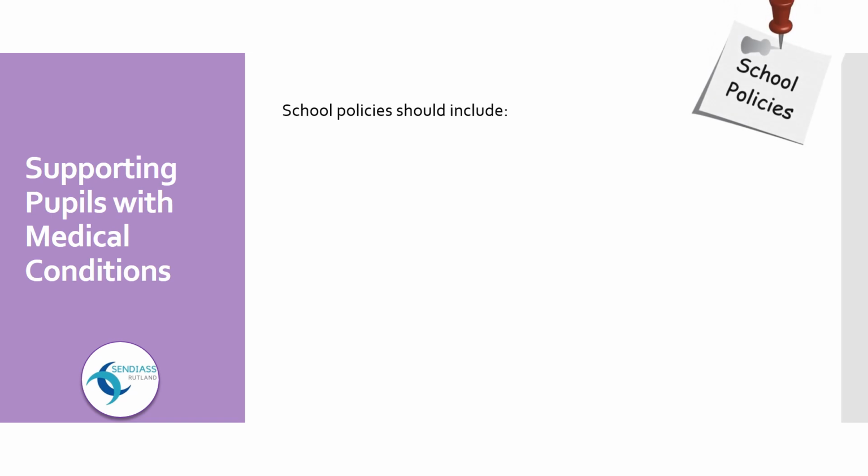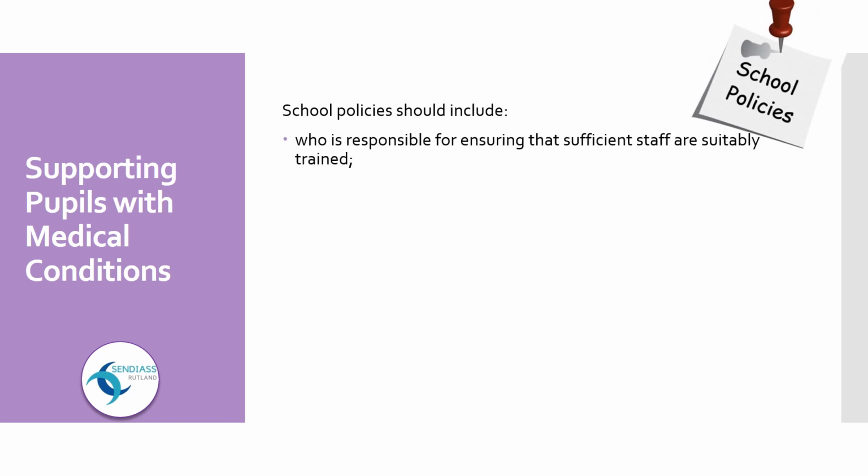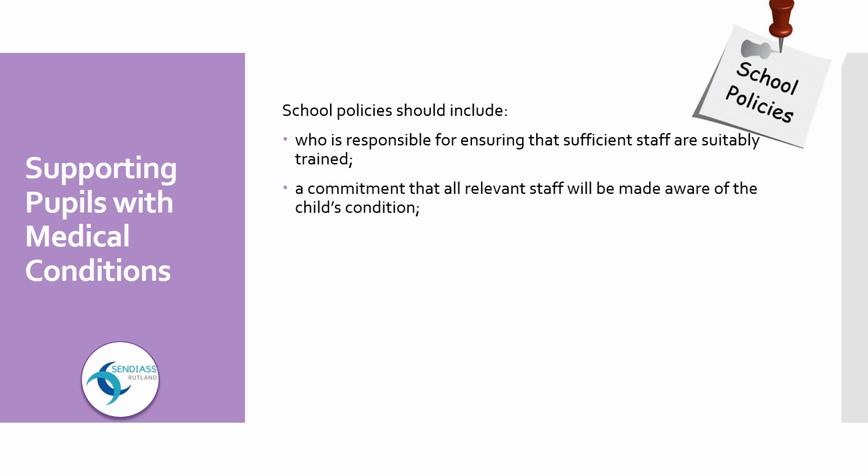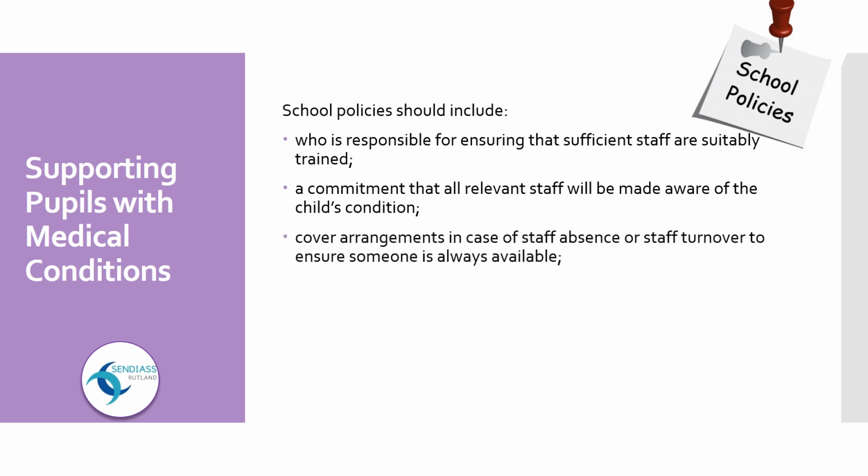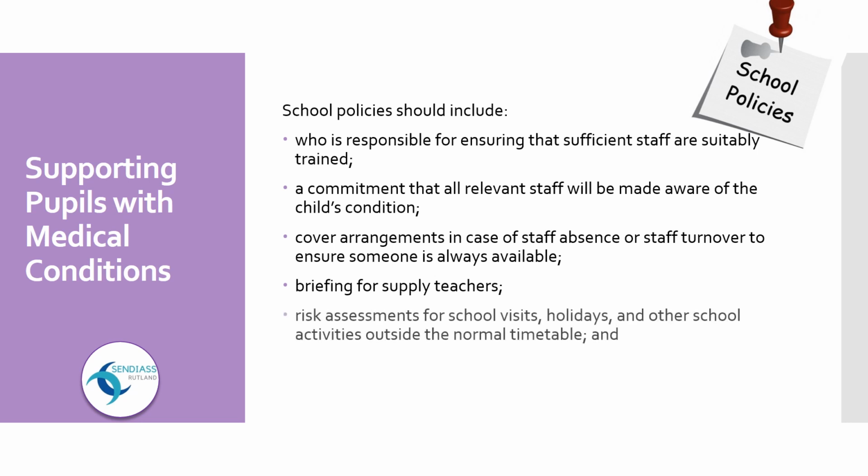School policies should include who is responsible for ensuring that sufficient staff are suitably trained, a commitment that all relevant staff will be made aware of the child's condition, cover arrangements in case of staff absence or staff turnover to ensure someone is always available, briefing for supply teachers, risk assessments for school visits, holidays and other school activities outside the normal timetable, and monitoring of individual healthcare plans.